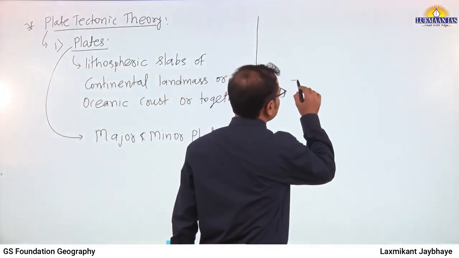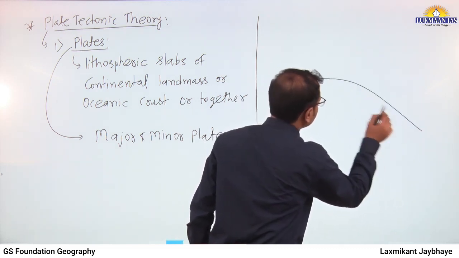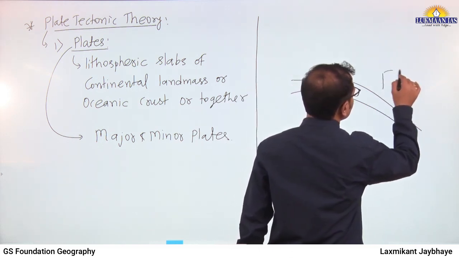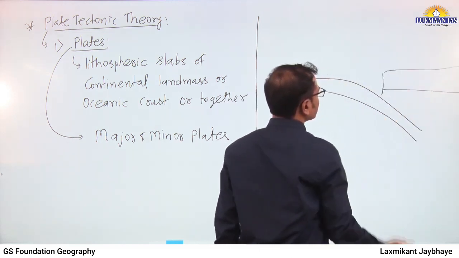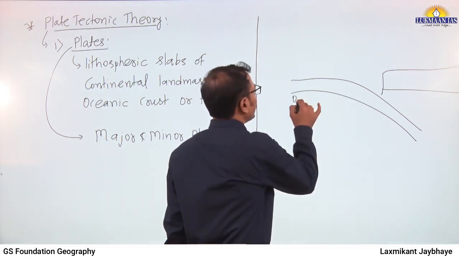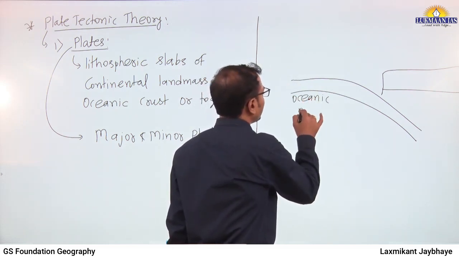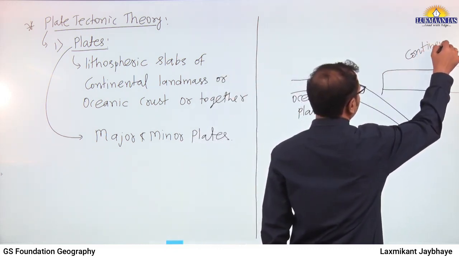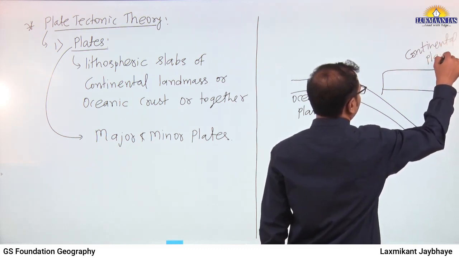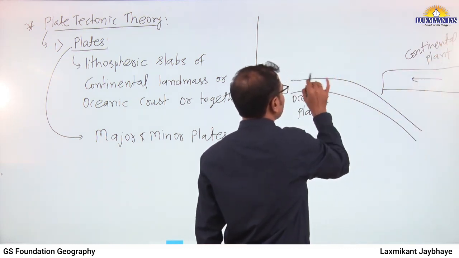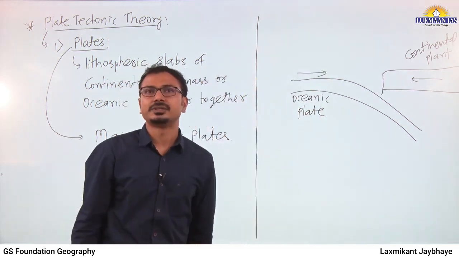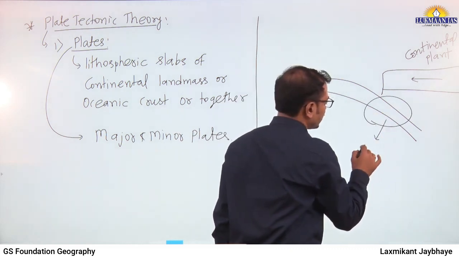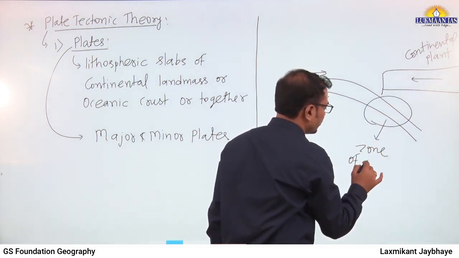Now let me show that to you by drawing this diagram here. What happens in the convergence? This is the oceanic plate. Suppose this is the continental plate, and the movement is like this and its movement is like this. There is convergence, there is subduction. This is called the zone of subduction.